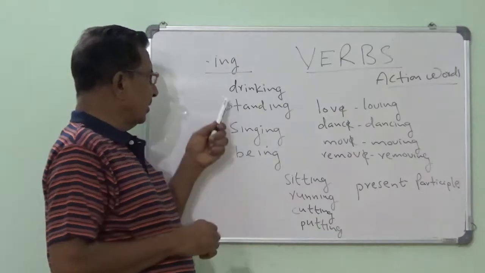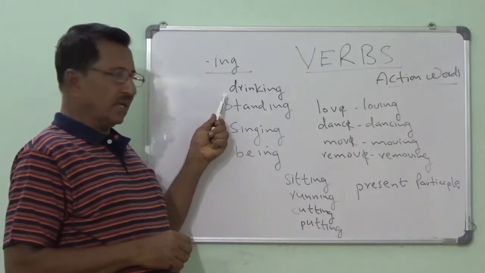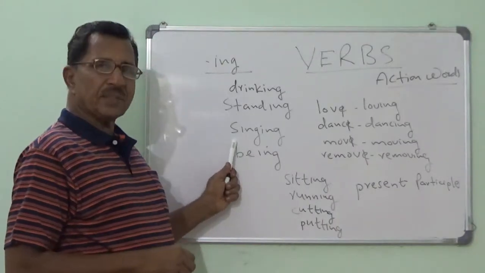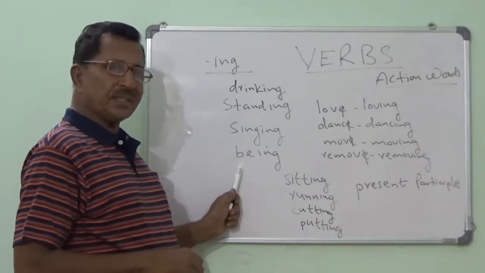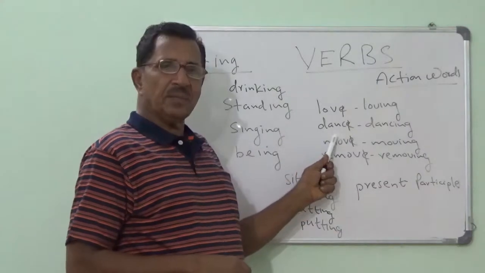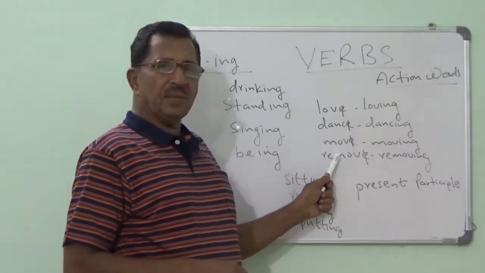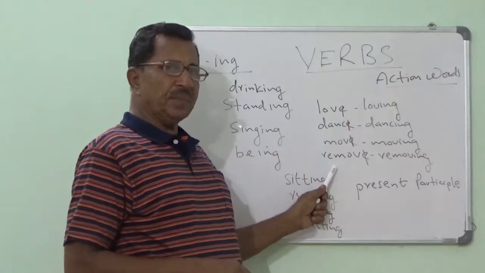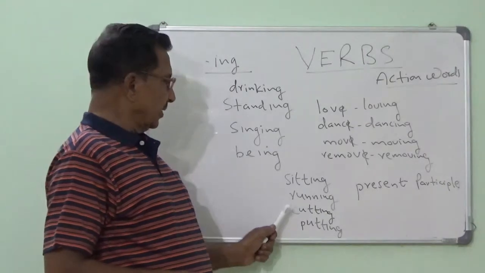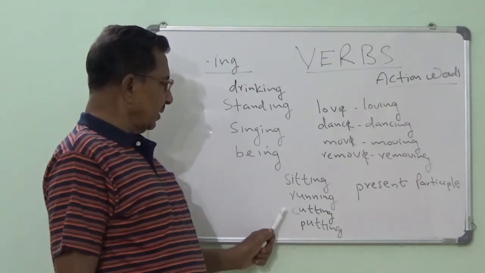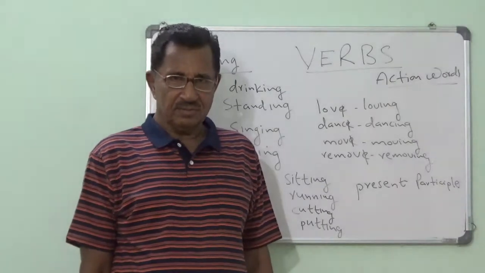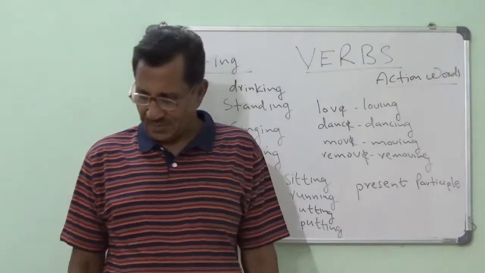So, what is this? This is the present participle of drink. This is the present participle of stand. This is the present participle of sing. This is the present participle of be. This is the present participle of love. This is the present participle of dance. This is the present participle of move. This is the present participle of remove. This is the present participle of sit. This is the present participle of run. This is the present participle of cut. This is the present participle of put. Are you there? No. It's okay.